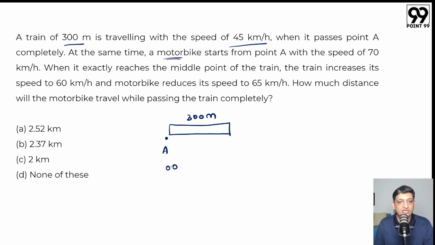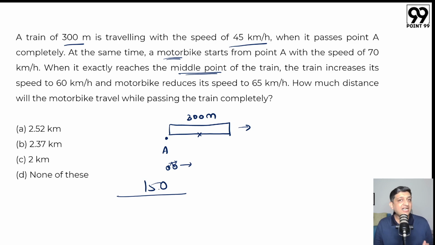So let's say there is a motorbike that is starting here from point A. So this is what it might look like, right? So it is starting here from point A and it's traveling in the same direction as that of the train. Now when it exactly reaches the middle point of the train, meaning that currently the distance between the midpoint of the train and the position of the motorbike is half the length of the train, that is 150 meters. So now 150 meters have to be traveled. So distance has to be traveled at a certain speed, and then we'll be able to figure out the amount of time for which the motorbike would have been in motion.